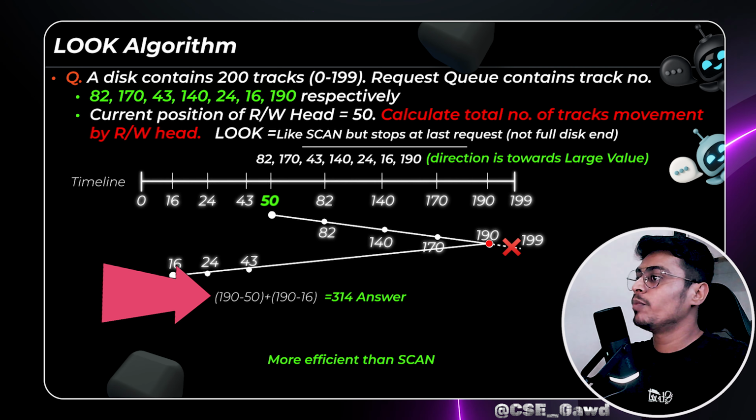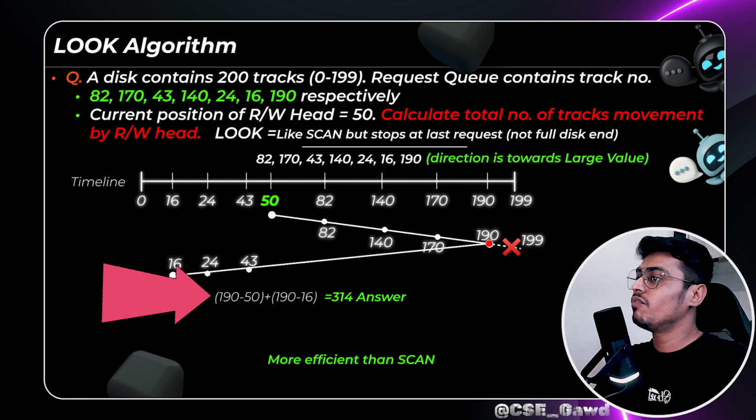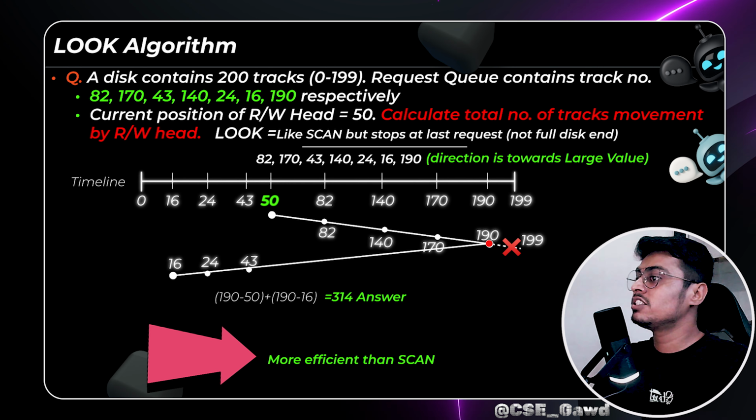Now what are the total movements? 190 minus 50 plus 190 minus 16. So it will be 140 plus 174, which is equal to 314. Now this is better than SCAN because we avoid unnecessary movement to the disk end.